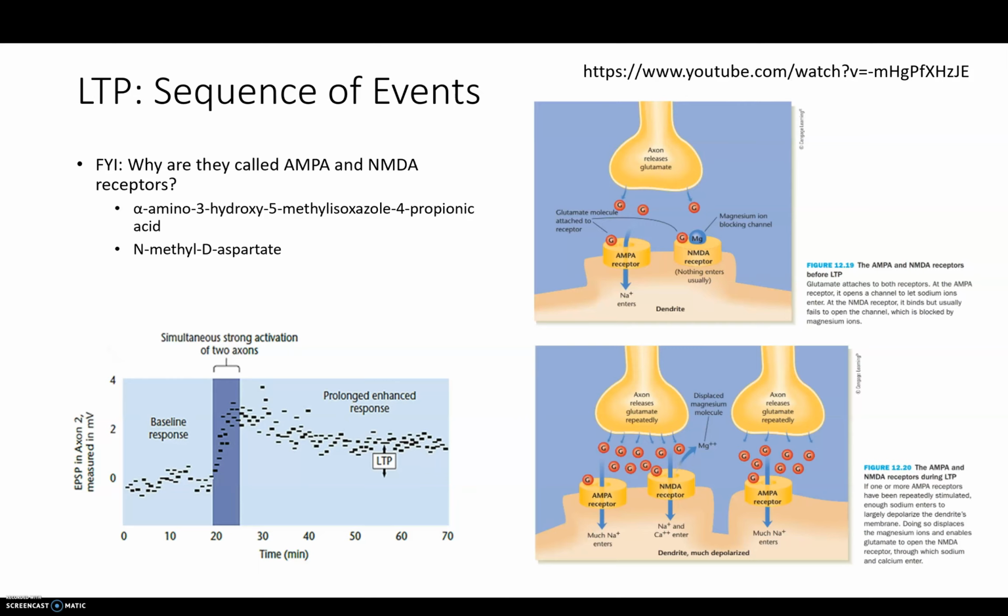Calcium not only functions to depolarize, but it also functions as a second messenger. We saw that it provides a signal to vesicles to fuse with the membrane during synaptic transmission, for example. Calcium can signal a lot of different things to happen in a neuron. In this case, what it often signals, or this is one means by which LTP can take place, calcium is going to signal more AMPA receptors to be inserted into the membrane. Okay?